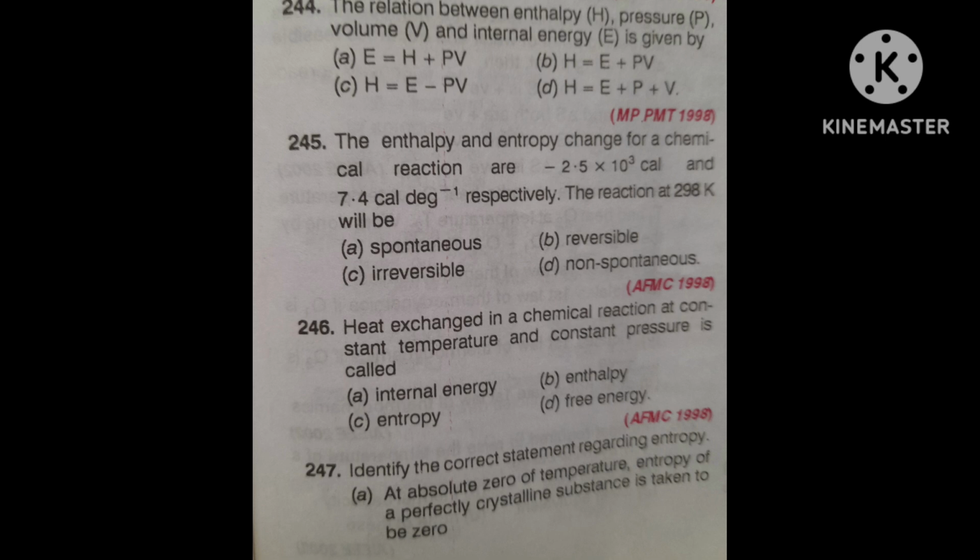Next question. The enthalpy and entropy change for a chemical reaction are minus 2.5 into 10 to the power 3 calorie and 7.4 calories per degree respectively. The reaction at 298 Kelvin will be. First option spontaneous, second reversible, third irreversible, fourth non-spontaneous.